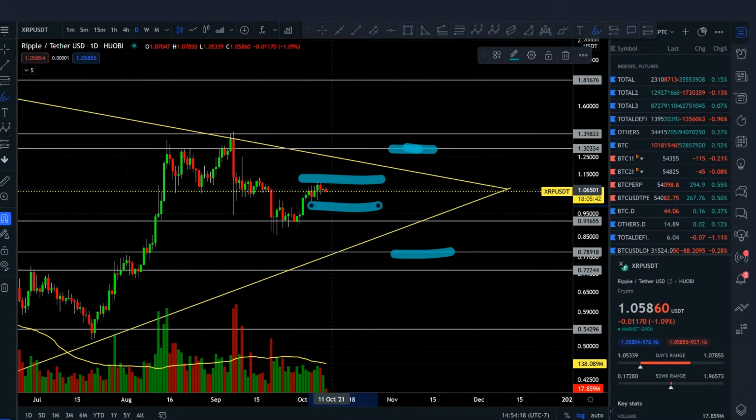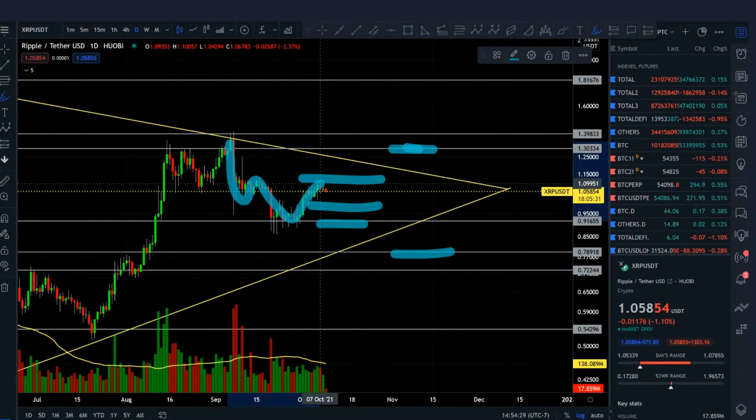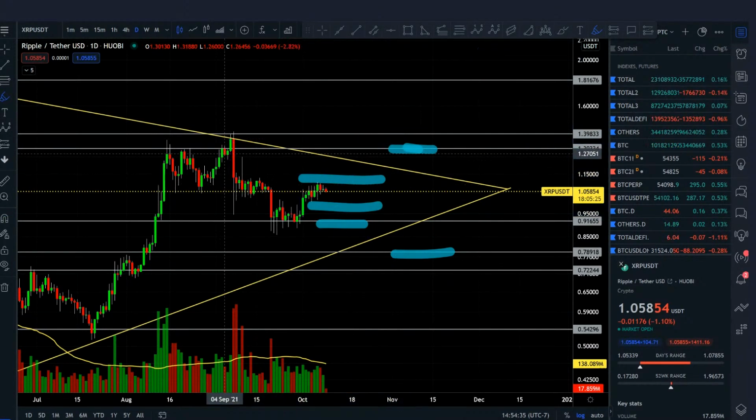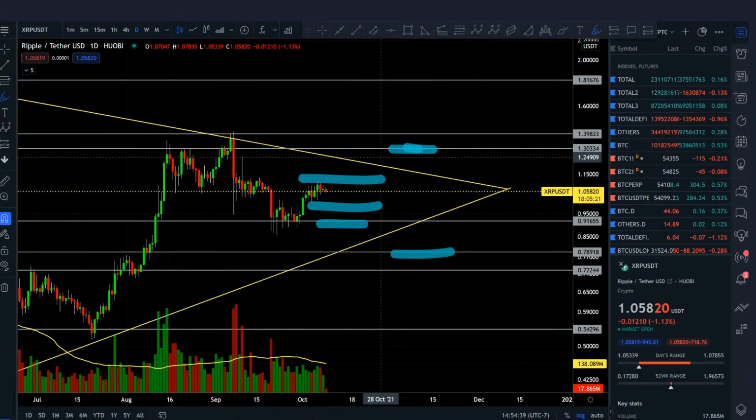$1.11, 98 cents right there. And then the big one down here, 90 cents. If we lose 90, then it's going down to 80, most likely. Boom, like that, down to the circle. The reverse is true if we hold this, if we hold the dollar support, and then boom, like this, we might get a bull break.